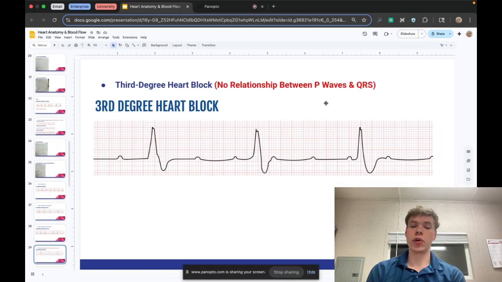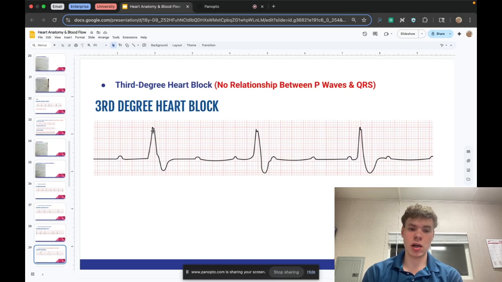And this is a third degree heart block, which is not good at all. This is where there's a complete heart block. There's basically no electrical impulse going through. The atria and the ventricles are not communicating at all. And like you can see, there's a P wave here, no QRS, there's a P wave here, no QRS. Basically everything's out of sync, and this patient is going to need pacing.